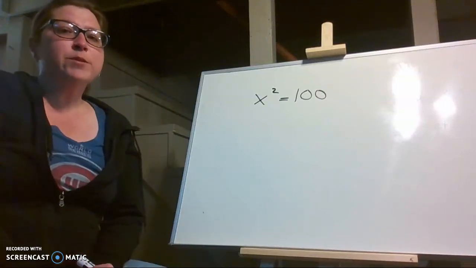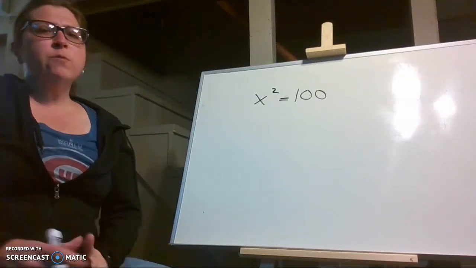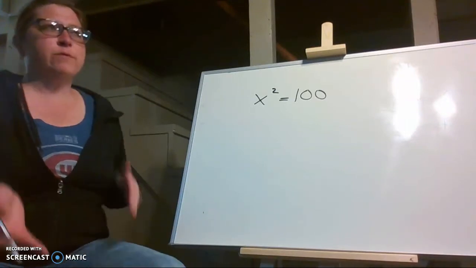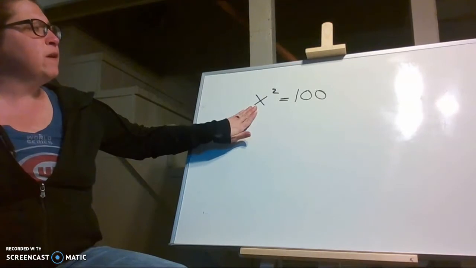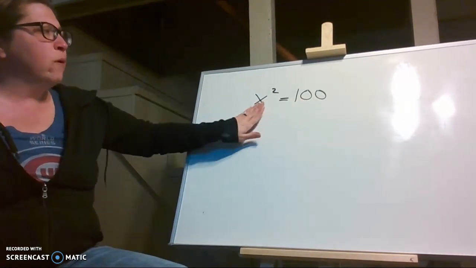Hey guys, welcome to Objective 2. I kind of wanted to build on what we did for Objective 1. For Objective 1, I asked you this question: if I have x squared equals 100, what will x be?